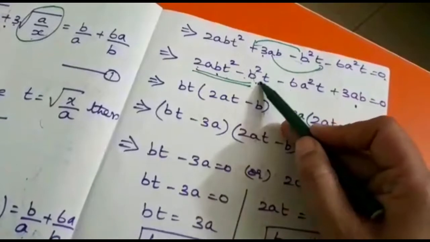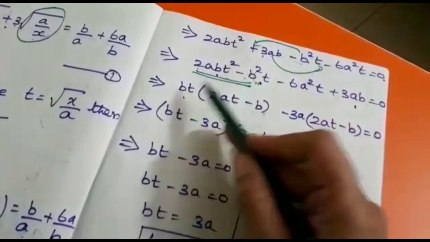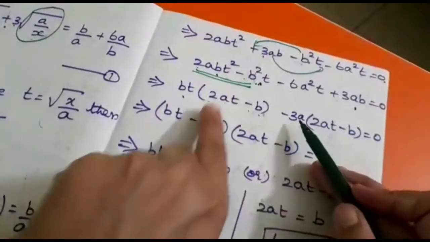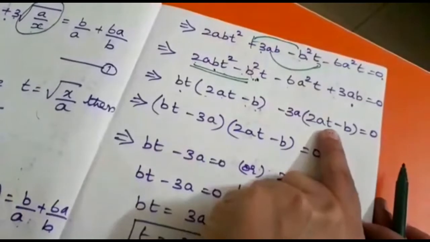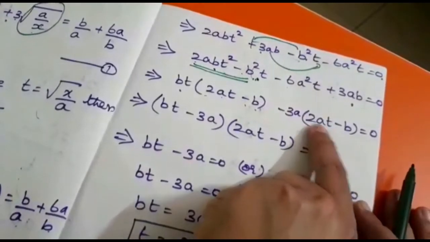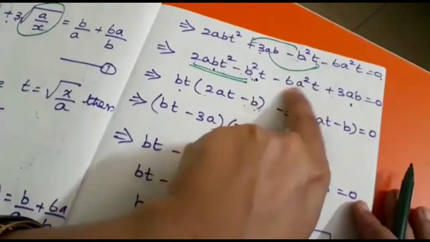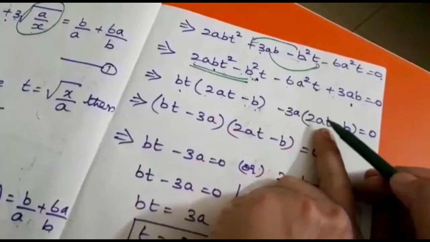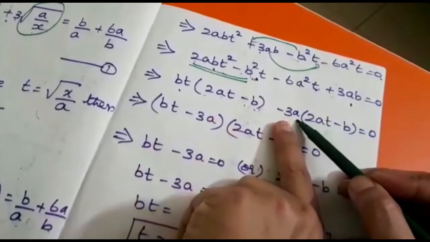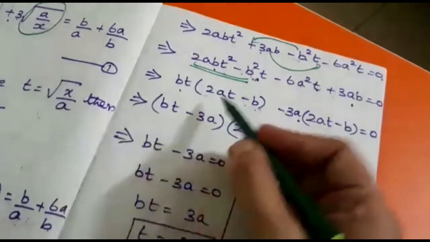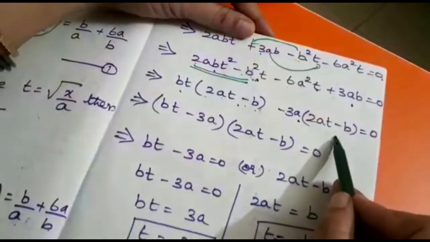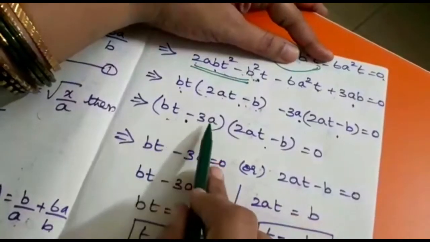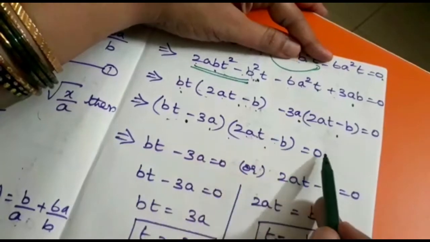So from the first two terms, bt is common. Here also I have bt, here also I have bt. So I can take bt outside. The remaining thing will be 2at minus b. The same thing whatever you have, that one you have to write here. So 2at minus b. So what is the remaining term? You have to adjust. Here 2at you have, so here you have 6a square t. So what is the remaining term? Minus 3a. Then this will be one factor, and bt minus 3a will be another factor. So bt minus 3a into 2at minus b is equal to 0.